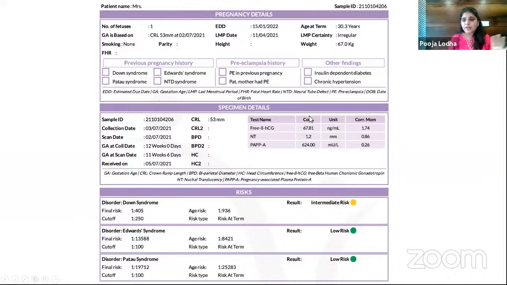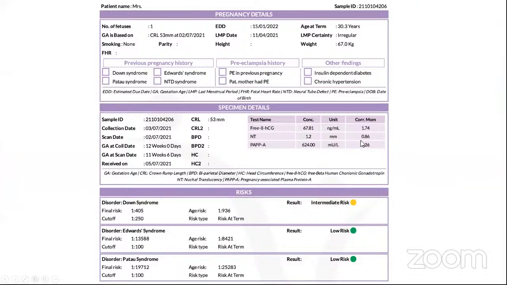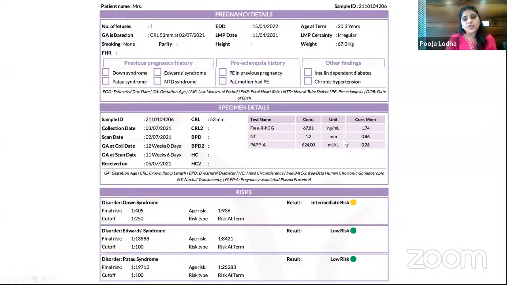Now, this is again a very complicated page. Like I told you, go to the MoMs. The MoM for HCG is 1.7, which is slightly higher than what it should be. PAPP-A is 0.2. Yes, it is. 1 is normal, so 0.2 is extremely low. It is less than even half.